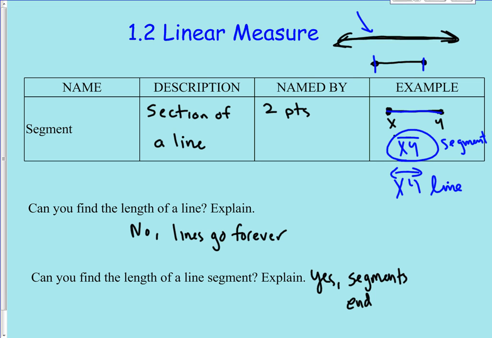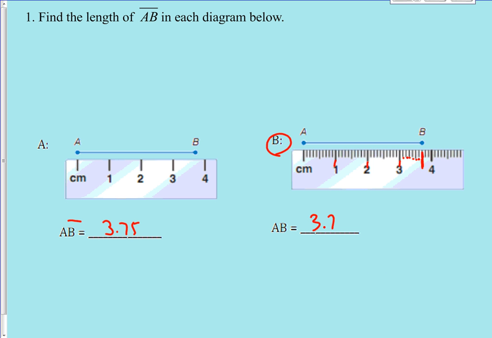So can you find the length of a line? No, because lines go on forever. Can you find the length of a line segment? Yes, because segments end. So how do you measure? Well, we can measure in centimeters, we can measure in inches, feet, yards, miles. It kind of depends on what you're trying to do.